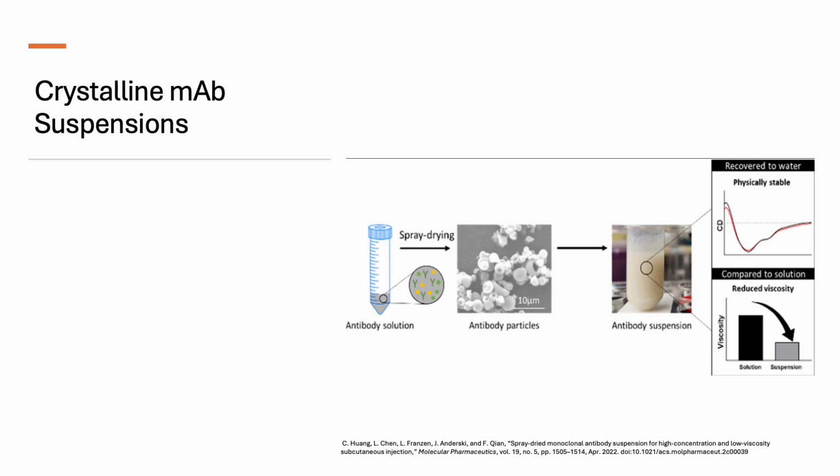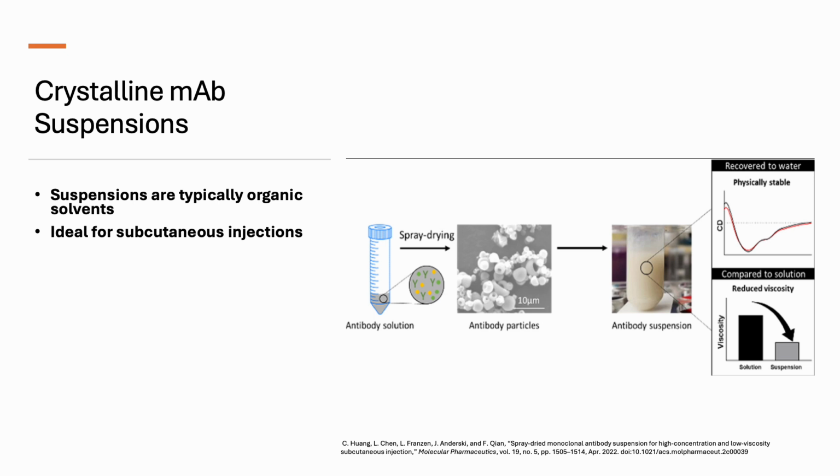So the second method for high concentration antibody formulations is crystalline monoclonal antibody suspensions. These crystalline monoclonal antibodies are typically produced by a freeze drying method, as Rohith had mentioned earlier. And the suspensions that are used are typically an organic solvent. However, there have been cases of them being slightly toxic to humans. So there has been a push to use hydrogels as the suspension, as they don't show any signs of toxicity within humans. These types of formulations are ideal for subcutaneous injections.